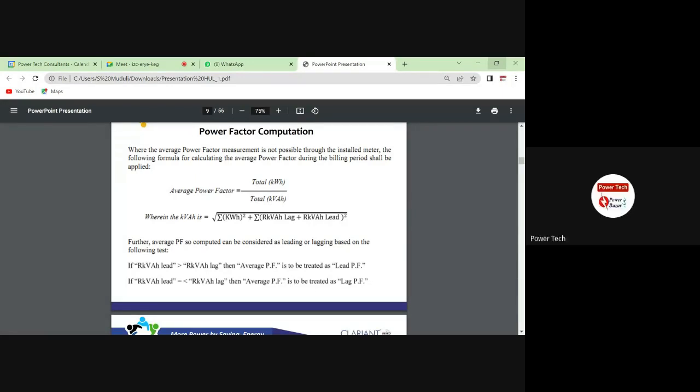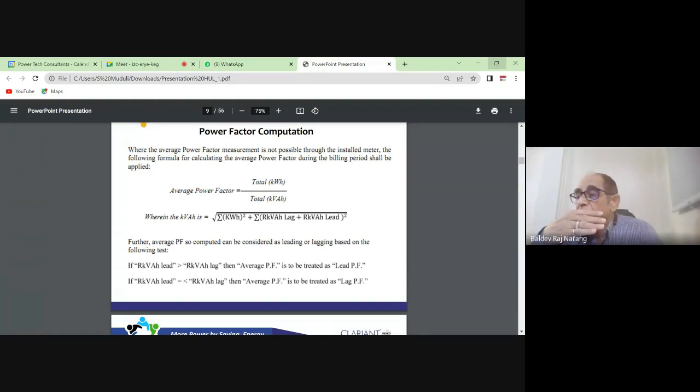I'll just stop you, sir. One query: whether it is the vector sum of RkVAh lag plus lead, or it is the differential of lag and lead? Not differential. Suppose you are 0.95 lag.